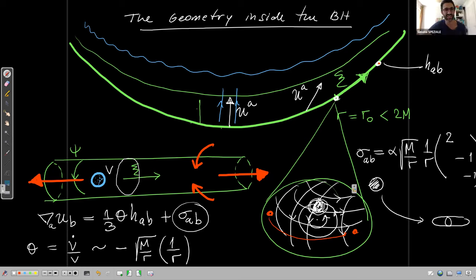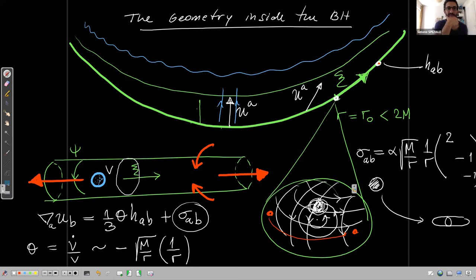And how about the transverse direction? In the transverse direction, I don't know of any intuitive way of seeing that you have an infinite expansion right now. There should be one. Let me think about it. I'll give you an answer next time, okay?